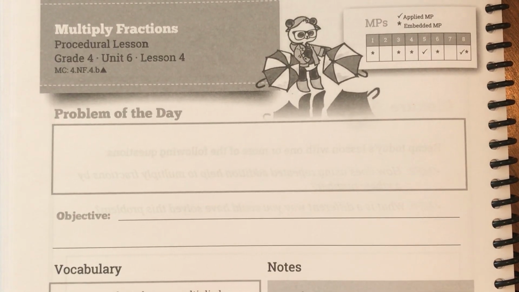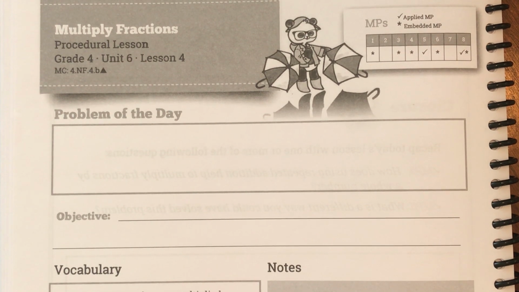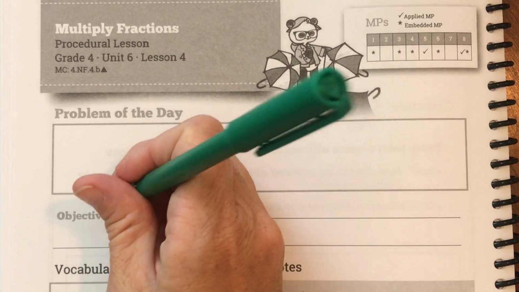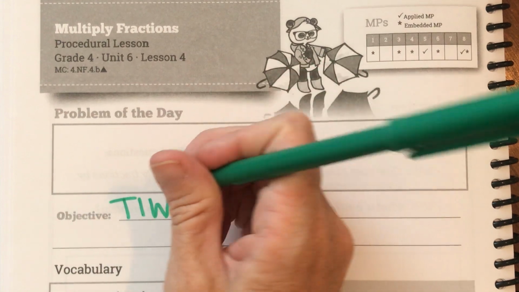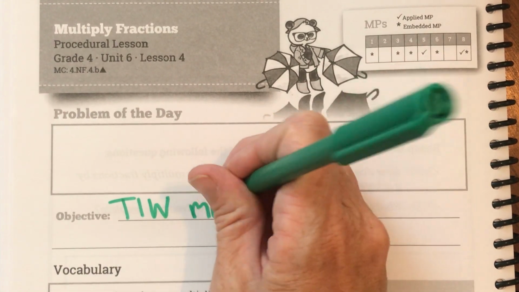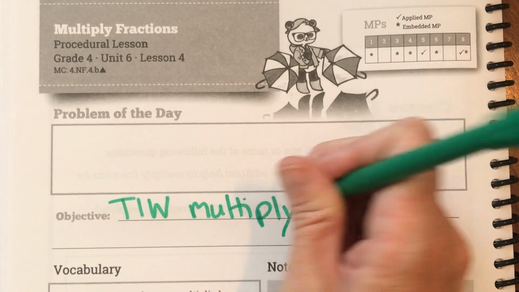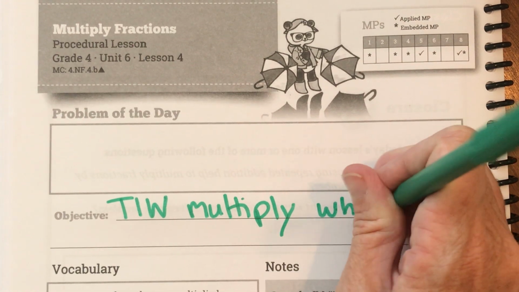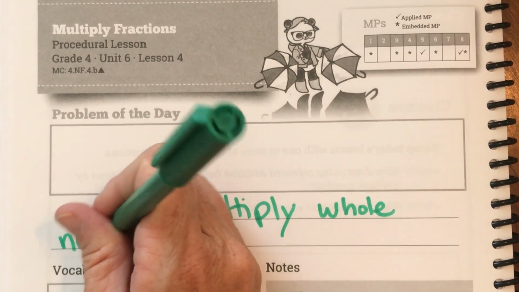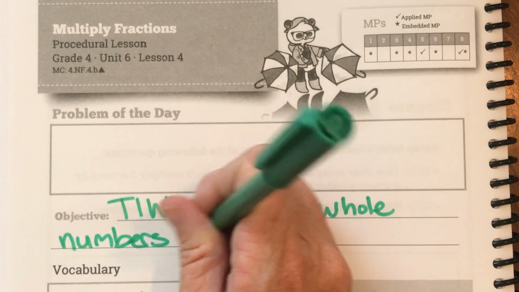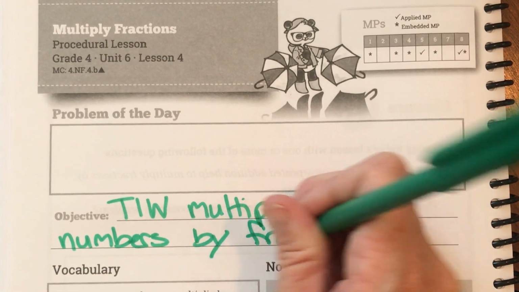Today we are on page 193 of your student journal, and our goal is, today I will multiply whole numbers by fractions.